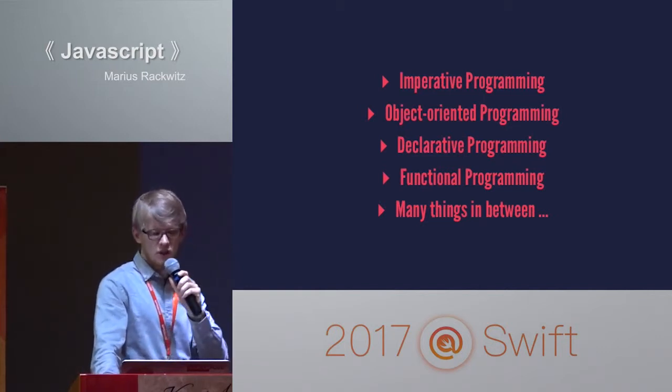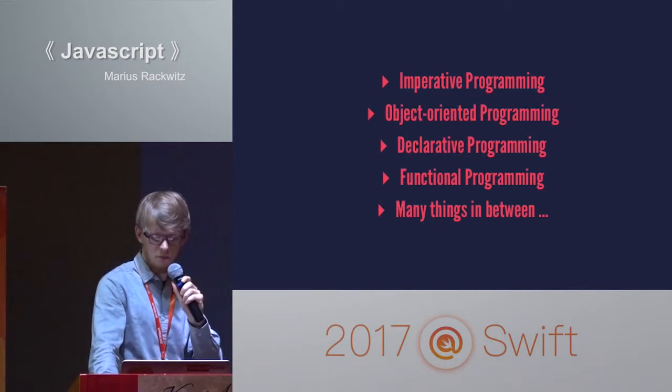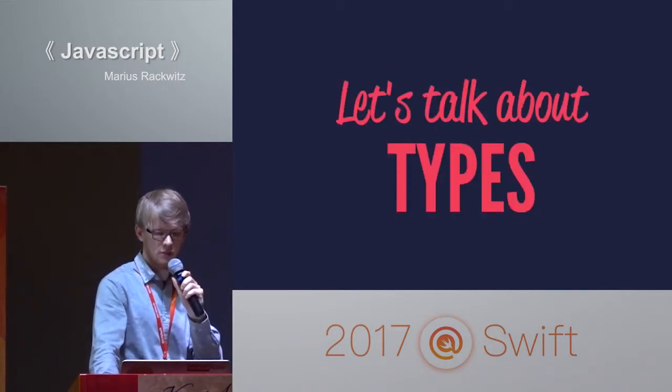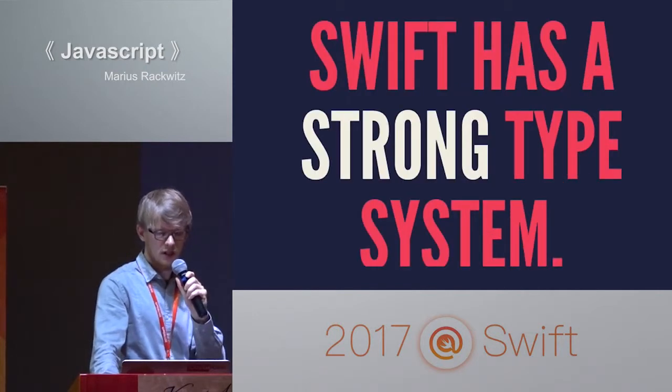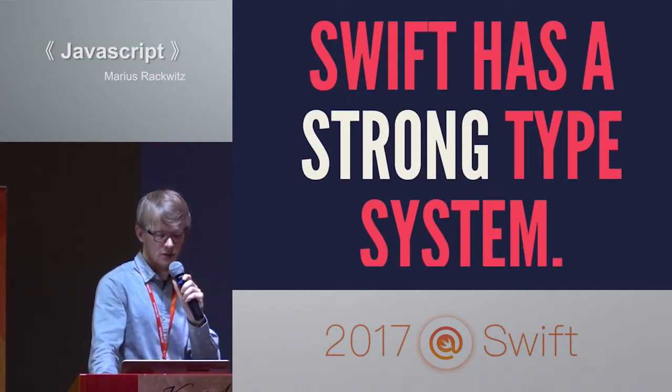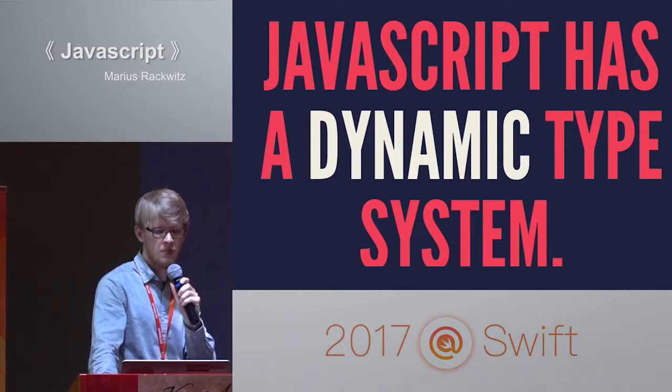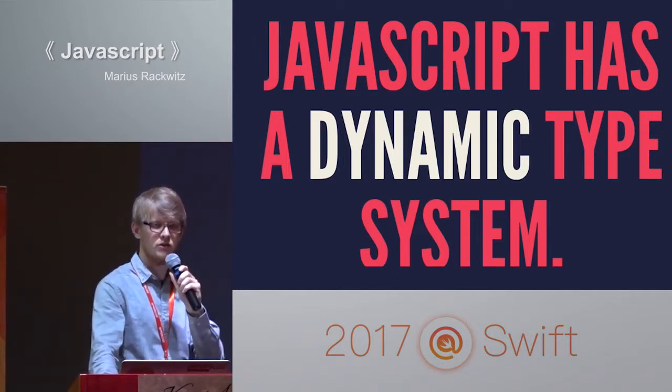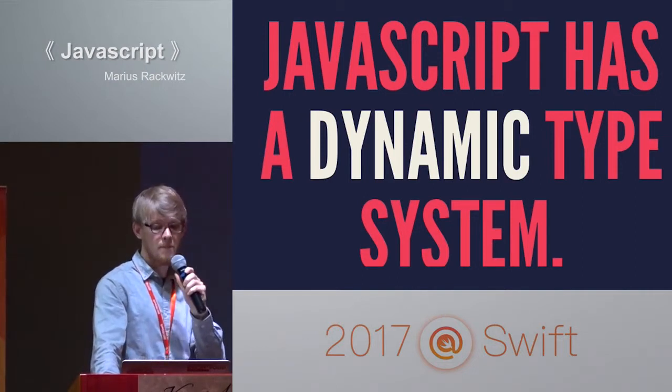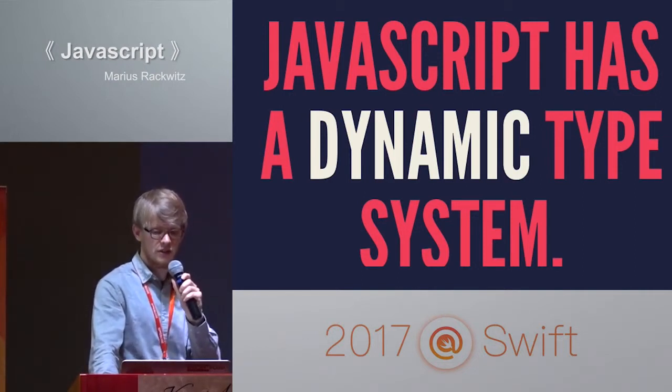So, somewhat related to this discussion are different typing approaches. So let's talk about types. Swift has a strong type system. JavaScript, in comparison, has a dynamic type system. Even so, functions here are first-class citizens, so you can deal with them like objects. It's not a functional language. It is a prototype-oriented language.